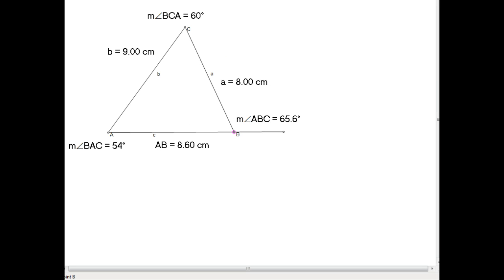Okay, so according to the given information, I have to keep side A at 8, I have to keep side B at 9, and this angle has to stay 54 degrees. Okay? So I'm going to move this point along this line. Notice side B here hasn't changed, the angle A hasn't changed. I need to move this point so I can get this side back to 8. Get as close as I can and make it 8.